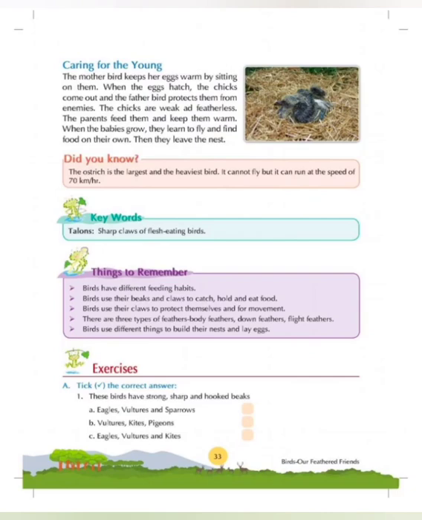Did you know? Ostrich is the largest bird and the heaviest bird. It cannot fly, but it can run at the speed of 70 km per hour. So, as the ostrich's body is very heavy, it cannot fly, but because of its strong feet, it can run up to the speed of 70 km per hour.